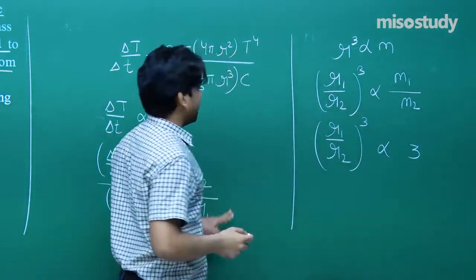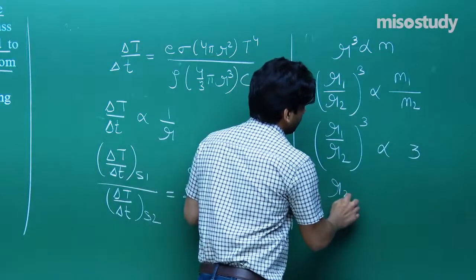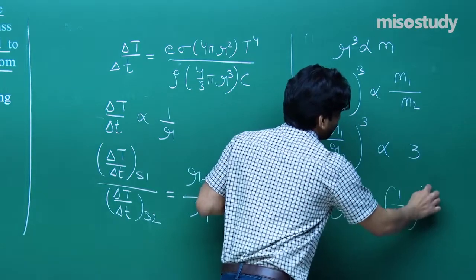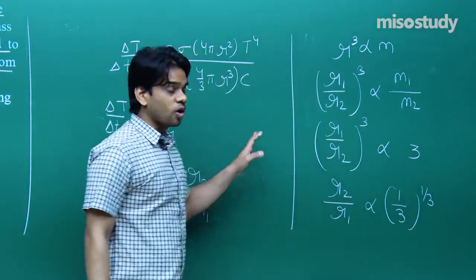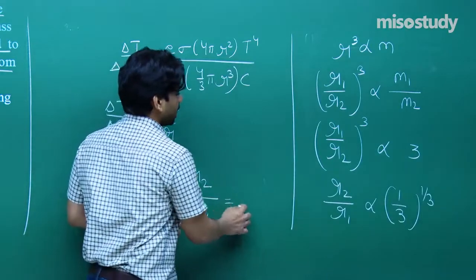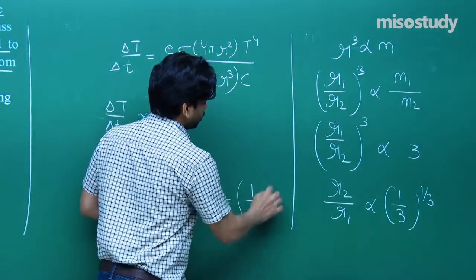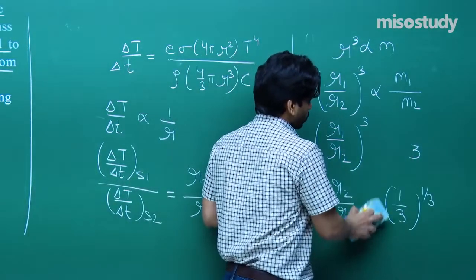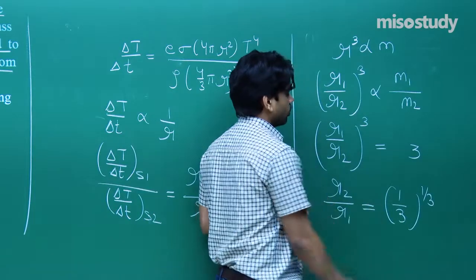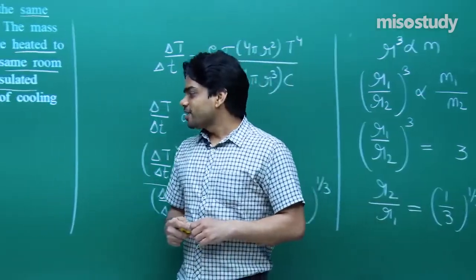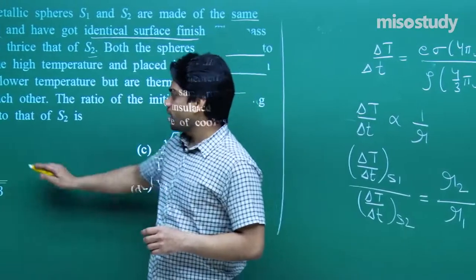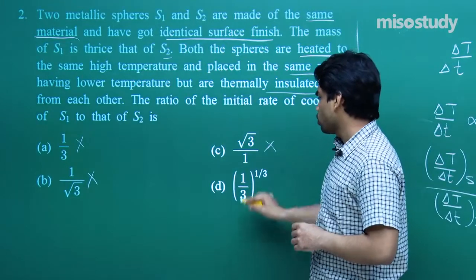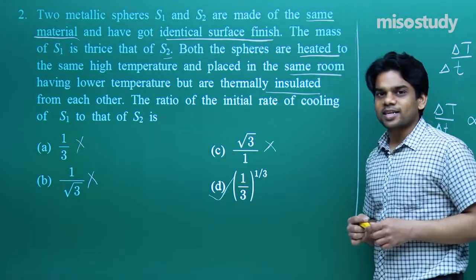Now we need r2 by r1. R2 by r1 will be proportional to 1 by 3 to the power 1 by 3. So R2 by R1 is 1 by 3 to the power 1 by 3. From here you can equate this, without using proportionality, to the value 1 by 3 to the power 1 by 3. Let's see which value fits with the solution. A, 1 by 3, no. B, 1 by root 3, no. Root 3 by 1, no. 1 by 3 to the power 1 by 3, that's the response we are getting.